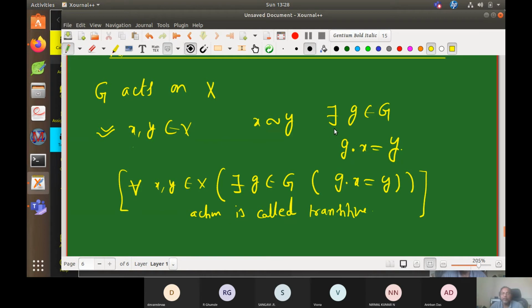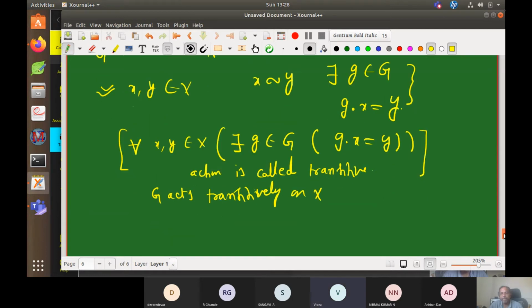Before going to that, let me write. G acts transitively on X if for any x, y in X there exists a g in G such that g·x equals y. So now what is the natural question that comes here?